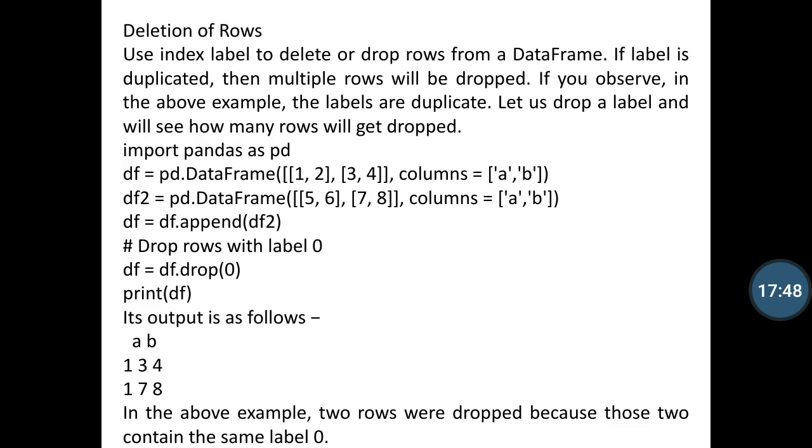Deleting of rows. In the previous slide we discussed the deleting of columns; in this slide I discuss the deletion of rows in the data frame. It uses the index label to delete or drop a row from a data frame. If a label is duplicated, then multiple rows will be dropped. If you observe the above example, the labels are duplicate. Let us drop a label and see how many rows get dropped.